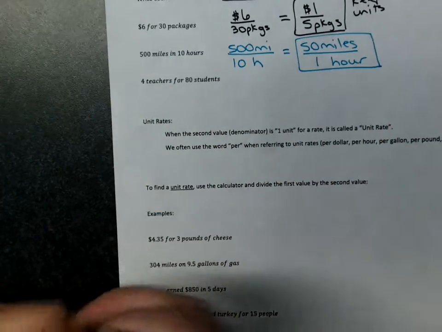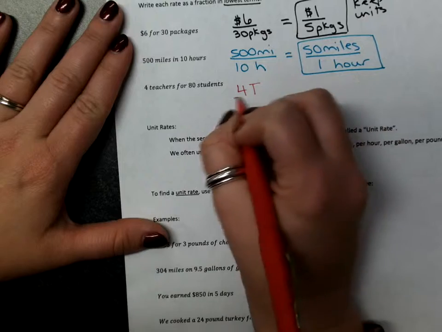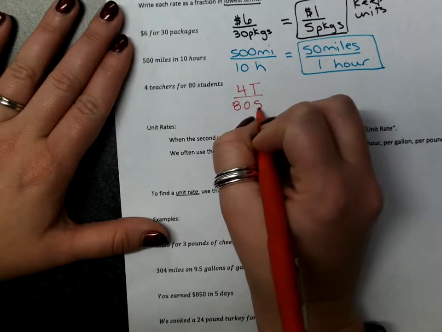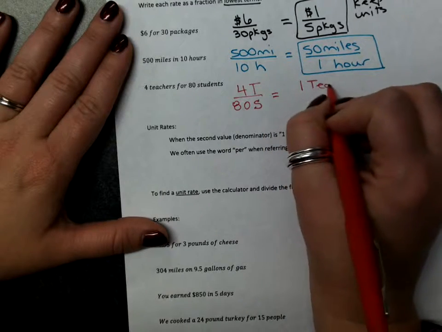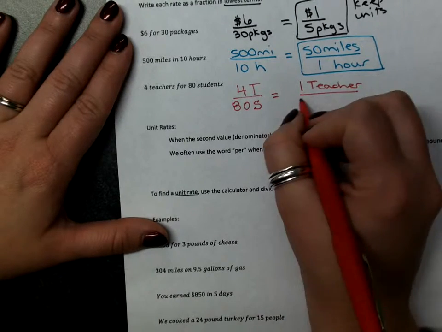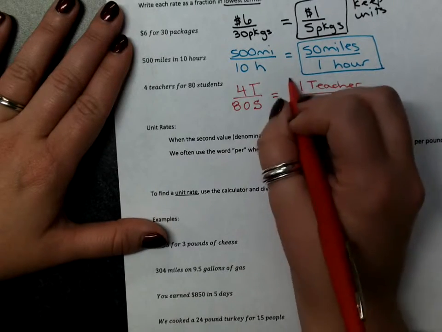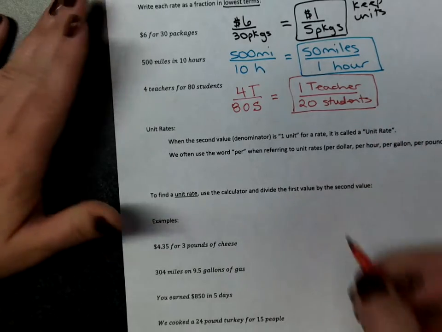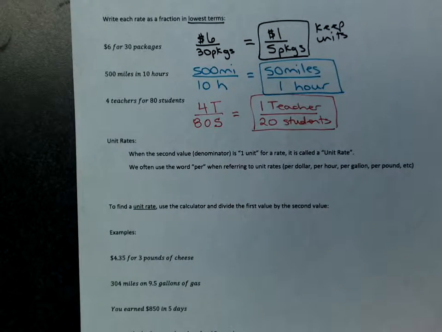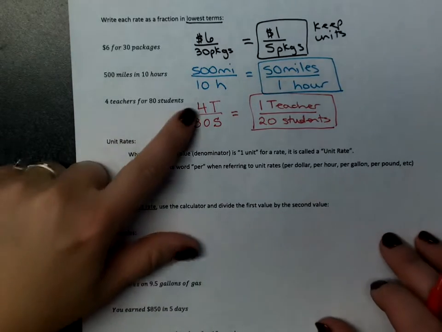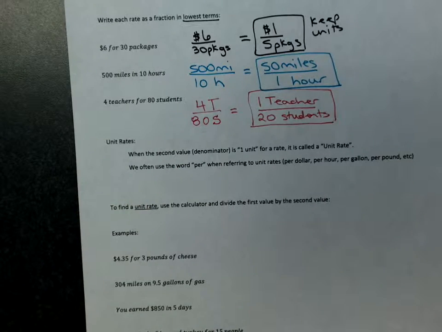One more time, 4 teachers for 80 students. So I'm going to say 4T for teachers over 80 S for students. That can reduce down to 1 teacher for 20 students. So that's like an average class size, 1 teacher for 20 students. So you keep those rates, whatever is listed first, you put first, whatever's listed second, you put second, and keep your units at all times.